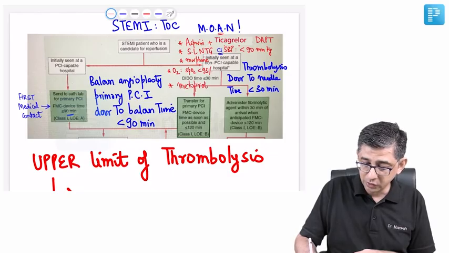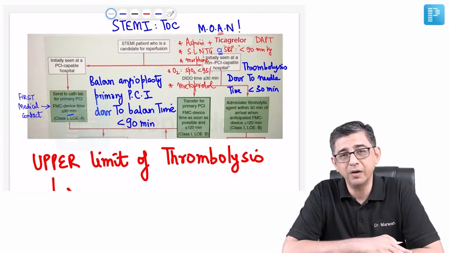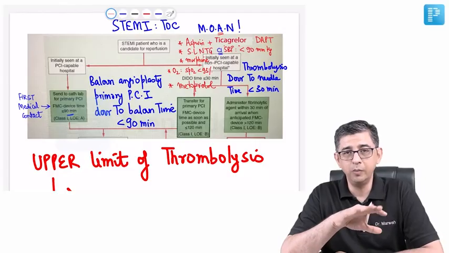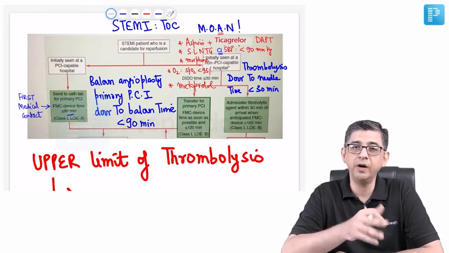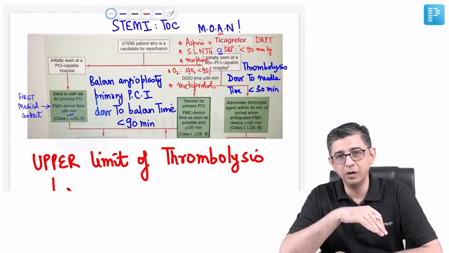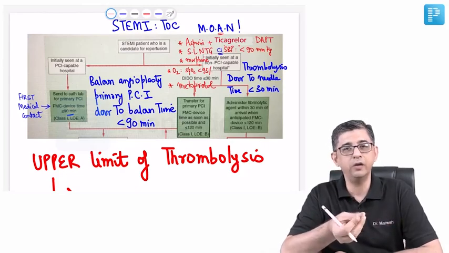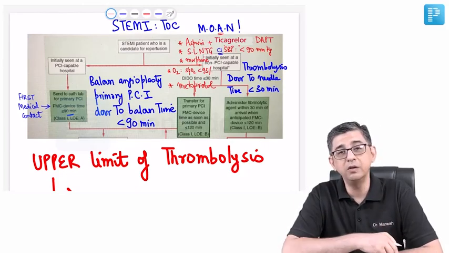Why metoprolol? Because it reduces oxygen consumption of the heart by decreasing the heart rate. So you should always give metoprolol, but don't give it if the heart rate is already 60. If the person is having bradycardia, like after MI he developed heart block, in a heart block patient, because the heart rate is already low, if you give a beta blocker, BP will decrease even further.